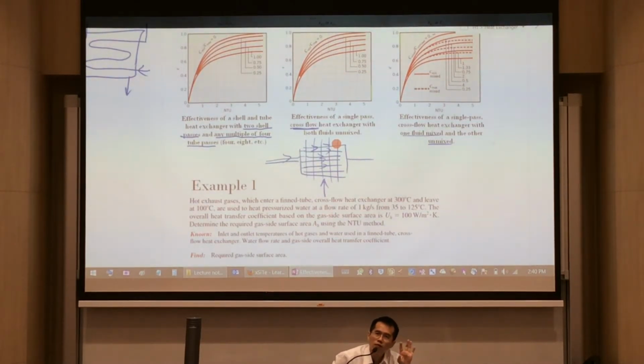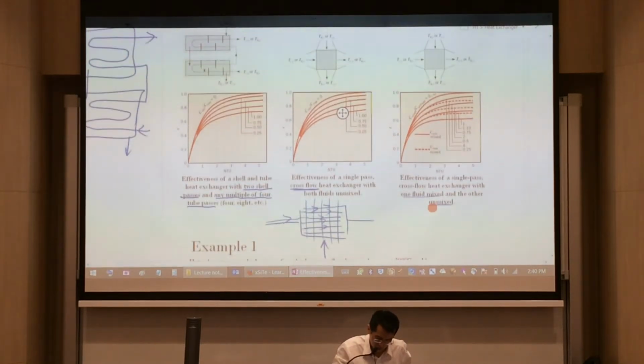So your cross-flow heat exchanger can only have two types. One is one mixed, one unmixed. The other one is both unmixed, sorry. So you cannot have both mixed here because of the ice-minor story.